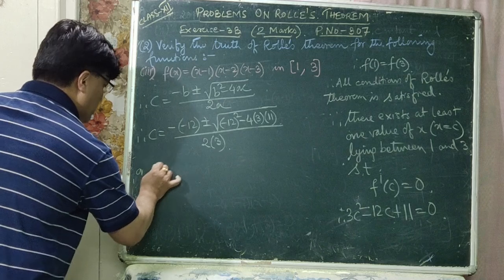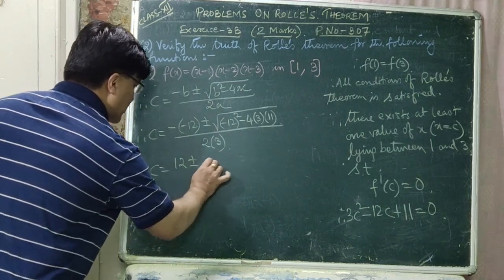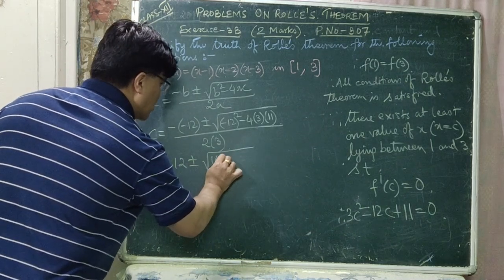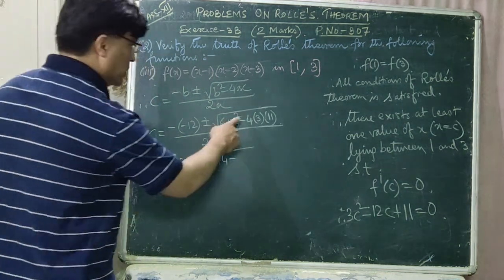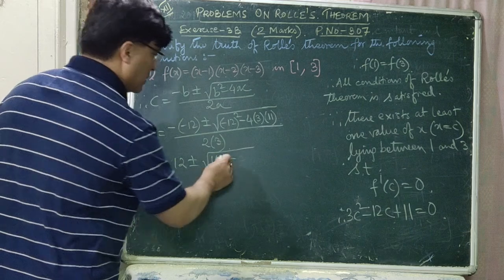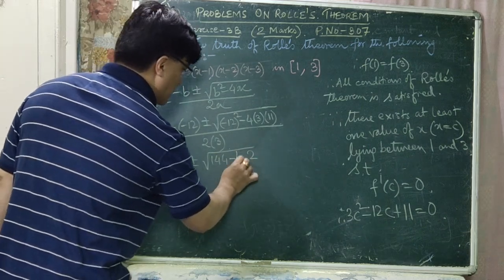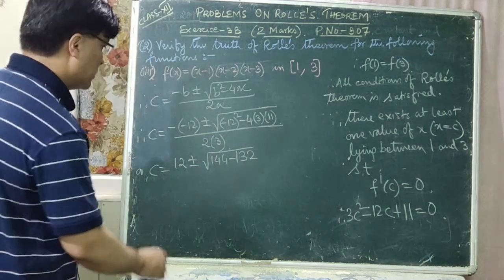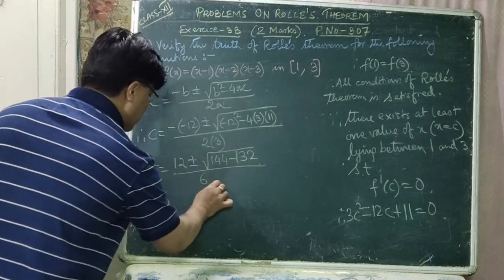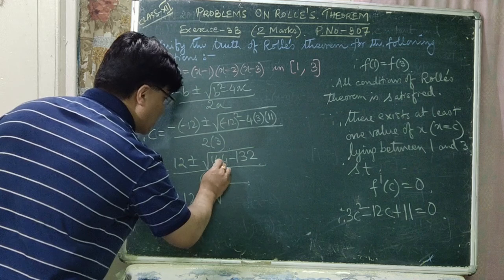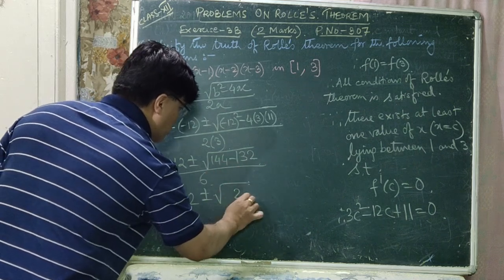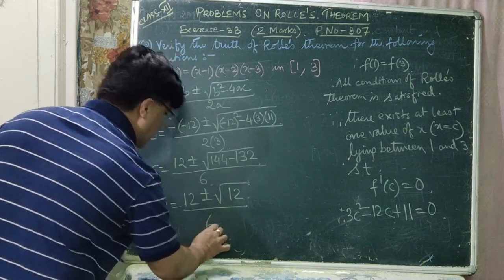Or c is equal to 12 plus minus root over 144 minus 4 3s are 12 into 11, 132, divided by 3 2s are 6. Therefore c is equal to 12 plus minus within square root, 4 minus 2 is 2, 4 minus 2 is 1, whole divided by 6.